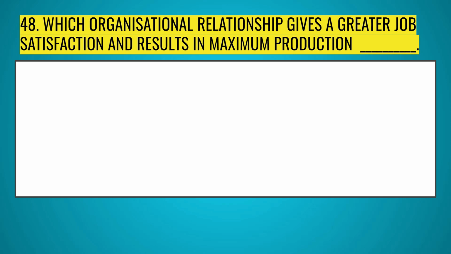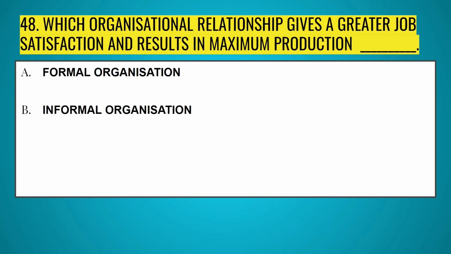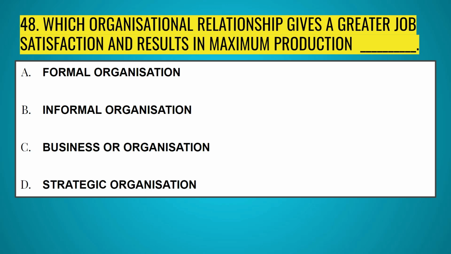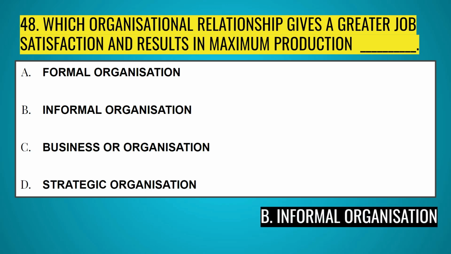48. Which organizational relationship gives a greater job satisfaction and results in maximum production? Option A. Formal organization. Option B. Informal organization. Option C. Business or organization. Option D. Strategic organization. The answer is option B. Informal organization.